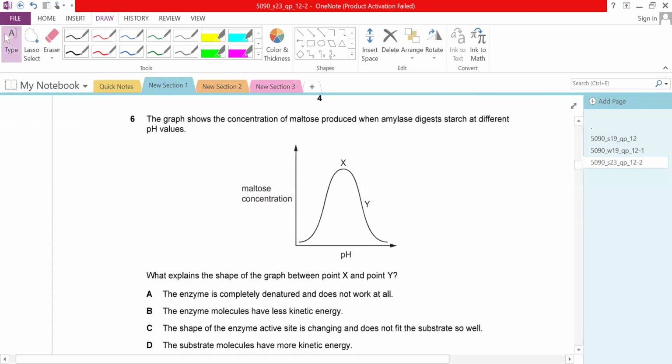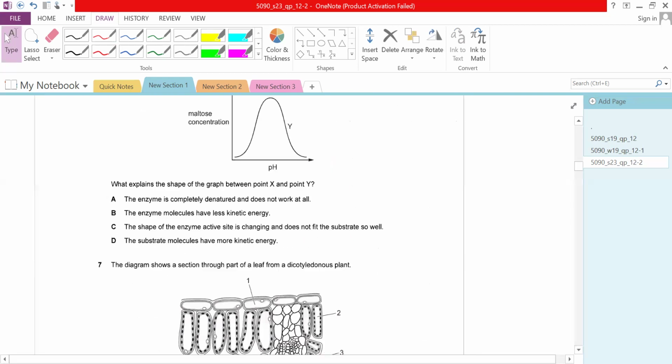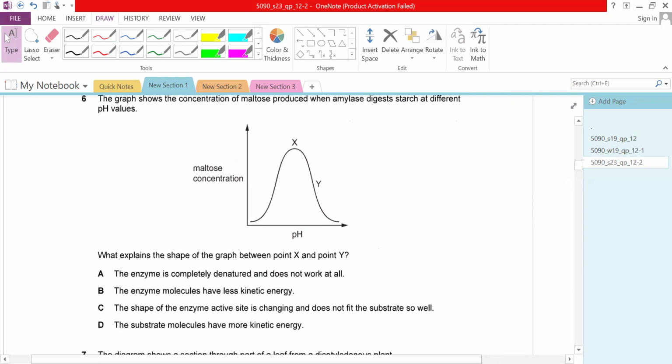Question number 6. The graph shows the concentration of maltose produced when amylase digests starch at different pH values. What explains the shape of the graph between x and y point? Okay, maltose concentration and pH are given. Now you have to identify. The enzyme is completely denatured and doesn't work at all. No, this statement is totally incorrect because the enzyme is working, but the maltose concentration is decreasing. You can see there is a decrease.